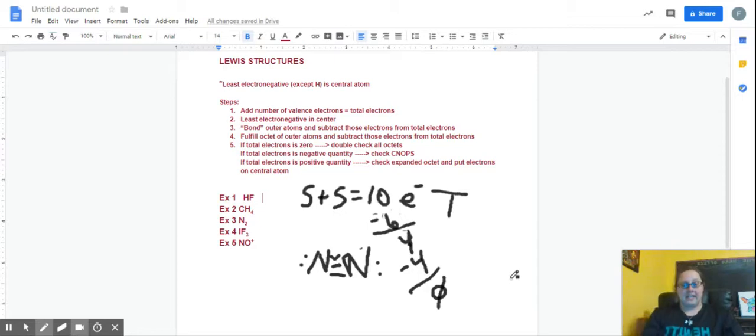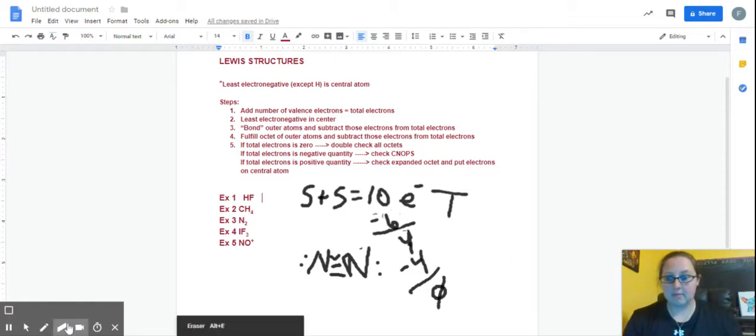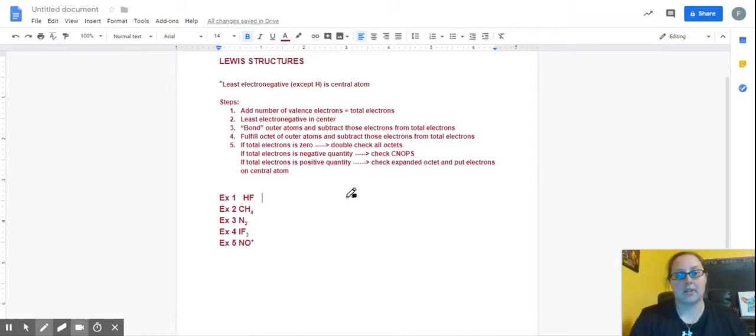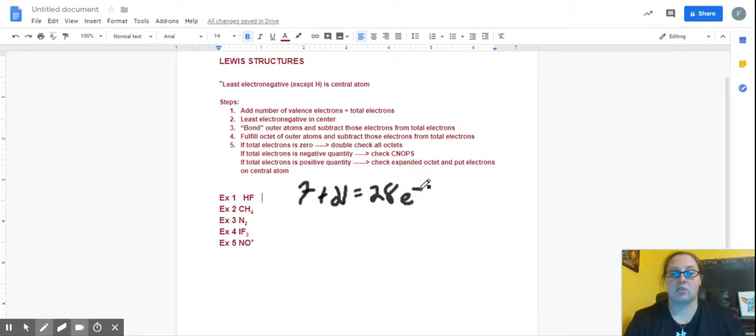Let me show you an example for an expanded octet. I'm trying to make this video as short as possible. I'm sorry if it's too long, but I want to make sure I'm very thorough with this. So let's do IF3. First of all, iodine is 7, fluorine is 7, and there's 3 of them, so it's 7 plus 21. That gives me a total of 28 electrons that I can use.